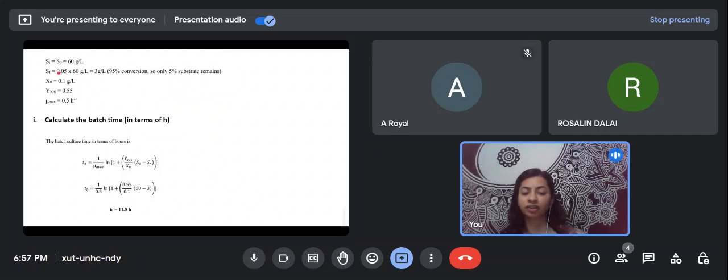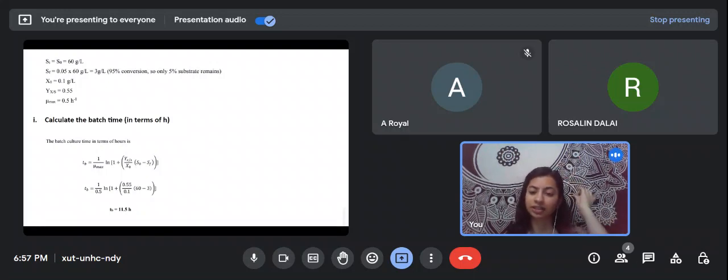If you convert the 5% to a normal number by dividing by 100 and multiply it with 60, which was the initial amount, you have 6 gram per liter of glucose left at the end of this batch. And X naught is 0.1 gram per liter, the inoculum that you had added initially. The conversion of the substrate to biomass is 0.55. The mu max is 0.5 per hour. If you input these values here, you get 11.5 hours. So one batch reaction takes 11.5 hours to complete.